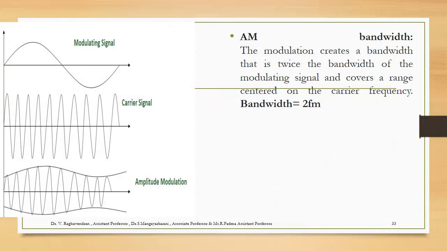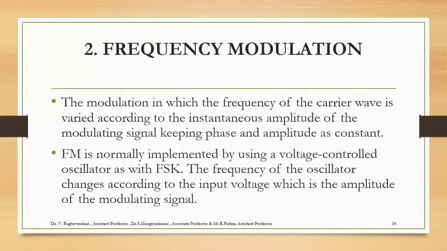So amplitude modulation bandwidth is used for identifying the bandwidth ratio. The modulation creates a bandwidth that is twice the bandwidth of the modulating signal and also covers a range centered on the carrier frequency. The formula for amplitude modulation bandwidth is bandwidth equal to 2fm, where fm is the modulating frequency. It is double the value compared to the modulating bandwidth.